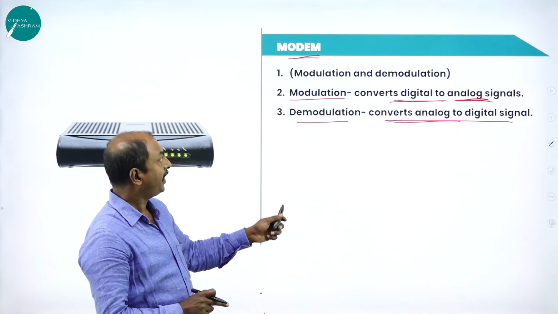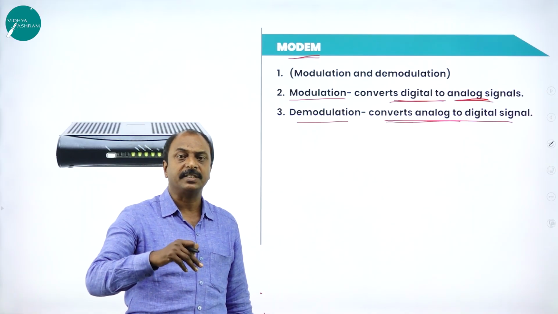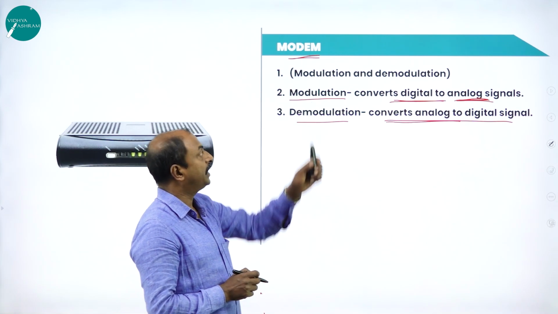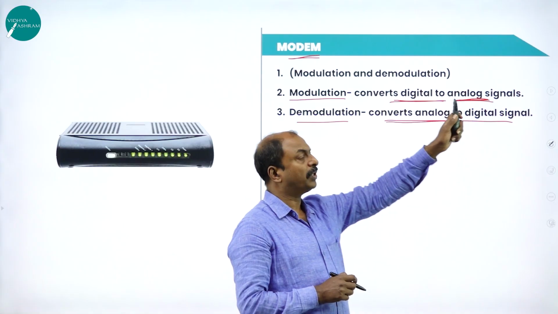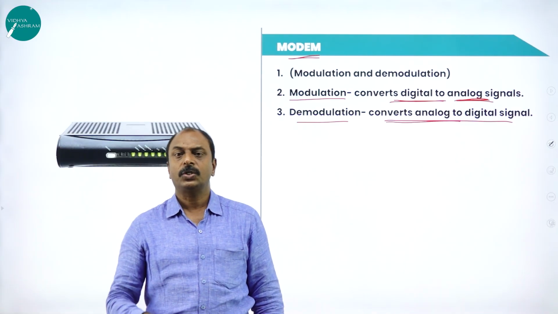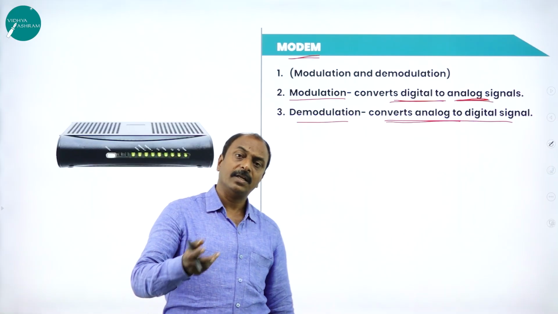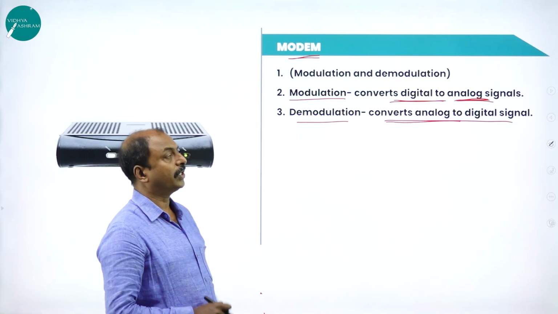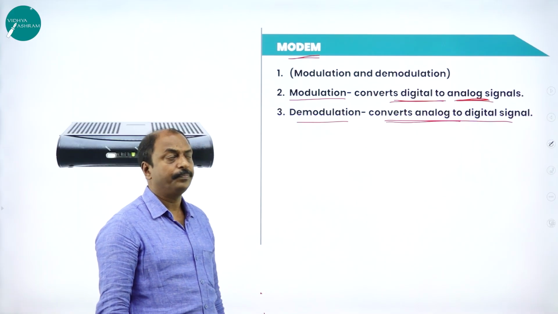In that way the conversion takes place at the host end as well as at the destination end through a device called modem. That is the function of the modem, modulation and demodulation. It is a device to convert digital signal to analog signal, and analog signal to digital at the destination end.